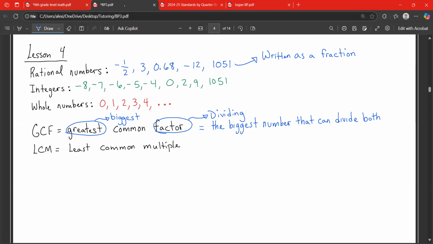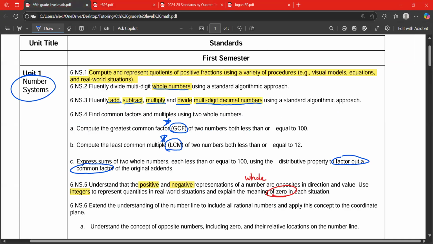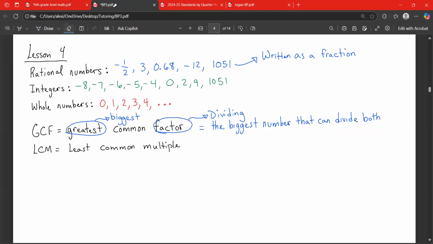Let me go back to the map real quick. It says, compute the greatest common factor of two numbers less than or equal to 100. So when I say both, what am I talking about? These two numbers. These two numbers have some number that can divide both of them, but it has to be the biggest number that can divide both of them. All right, back to our lesson. I'm gonna go ahead and erase this and I'll put it in a moment. So if you wrote it, go ahead and erase it.